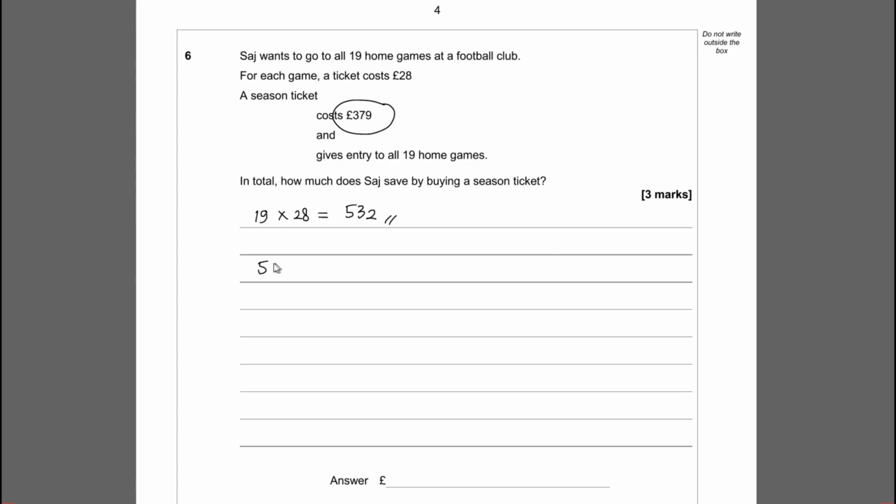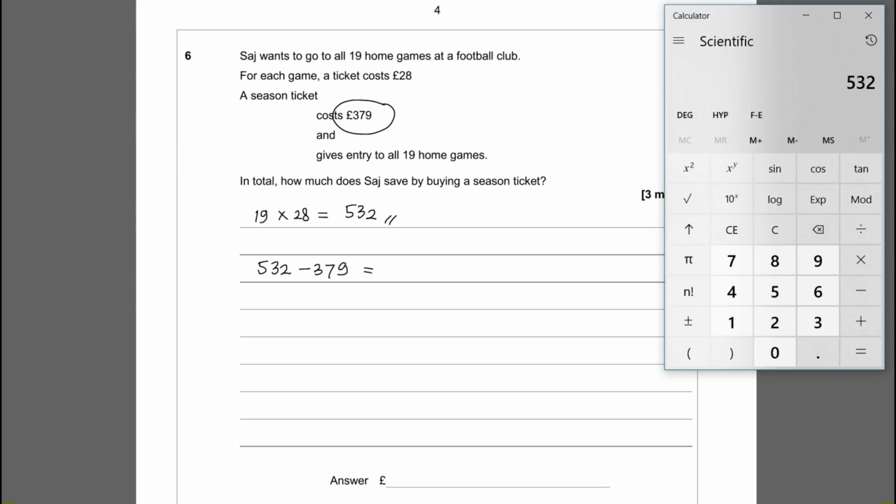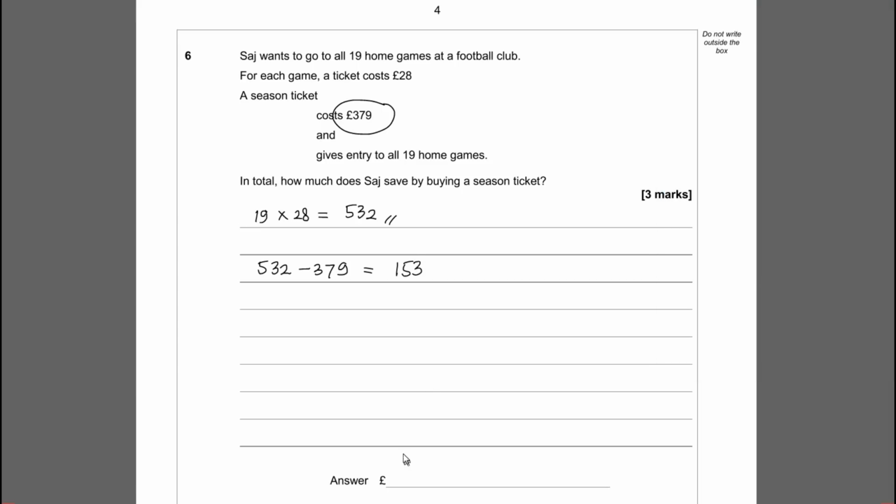So we just take 532, take away 379, then the saving should be 153. That is what he saved, £153.